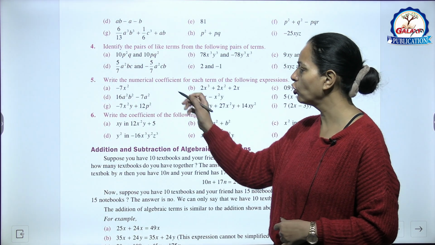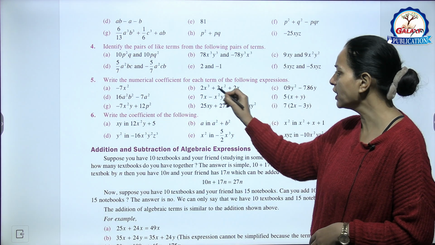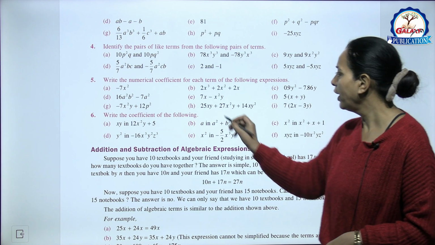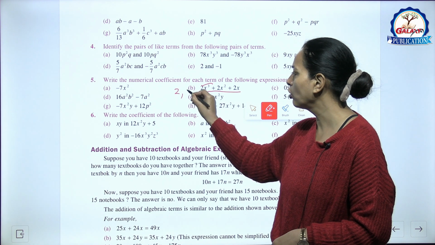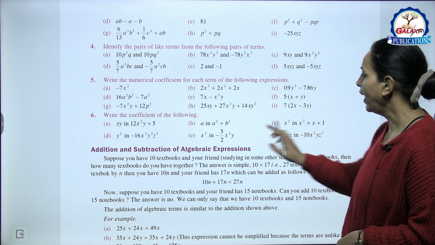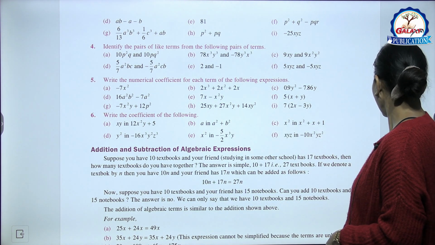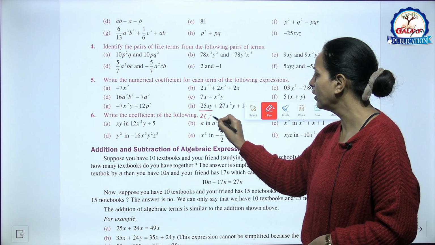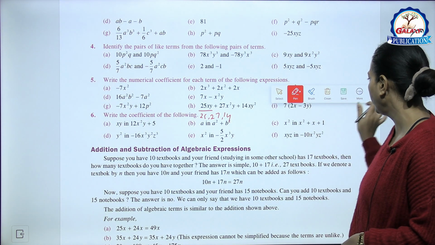Now the fifth one, write the numerical coefficient for each term of the following expression. That means for each term we have to find the numerical coefficient. Like B part, here we have 3 terms, 2x cube, its numerical coefficient is 2, its numerical coefficient is 2, it is also 2. Okay, so like here H part, 25xy plus 27x square y plus 14xy square. So what is the coefficient of this one? 25, and here 27, and here 14. Okay, similarly you can try remaining parts.